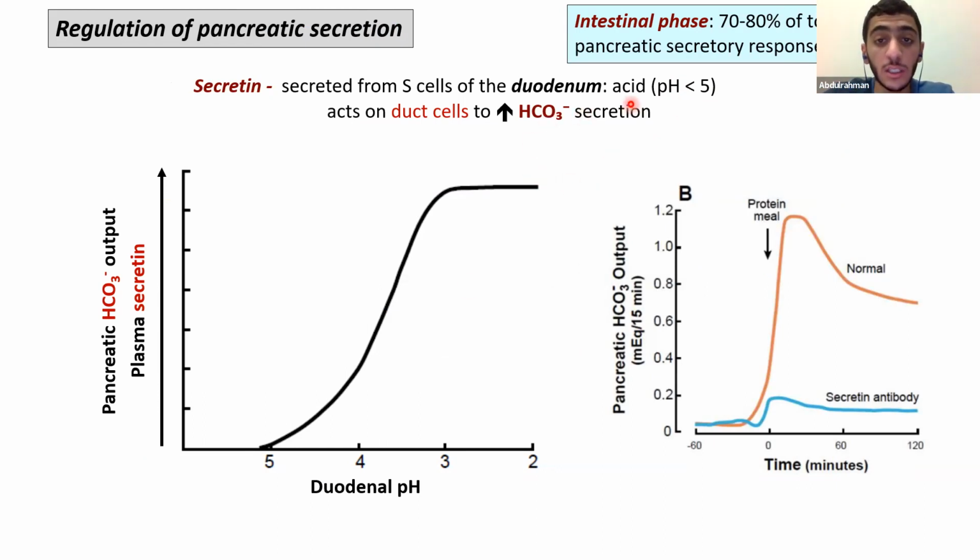So the acid is going to drive the secretion of bicarbonate from the duct cells. And this is driven by secretin. There's no more vagus nerve this time, since it's in the intestine. It is going to be driven by the intestinal hormone, which is secretin. This is the first part.